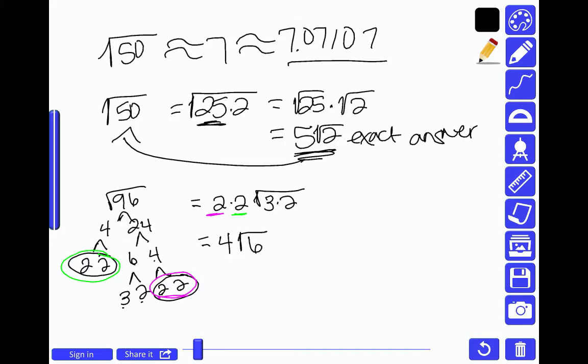A really easy way to check and see if your answer is right is to square the outside number and multiply by the inside. So 4 squared is 16, and 16 times 6 is in fact 96. So that is the correct answer.